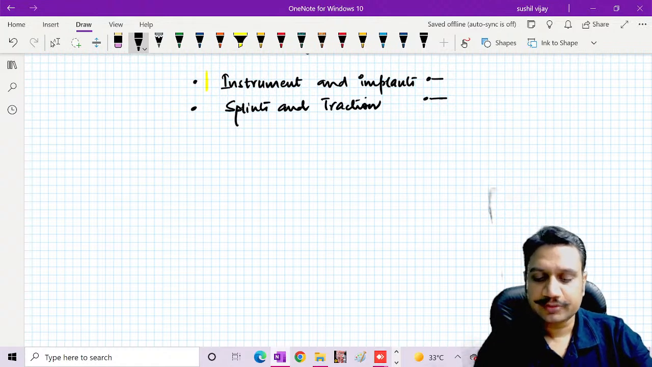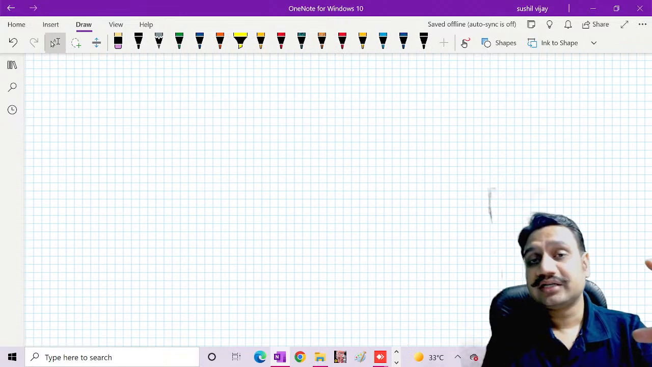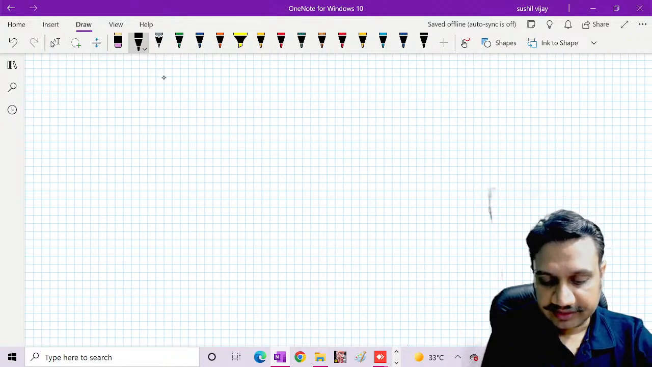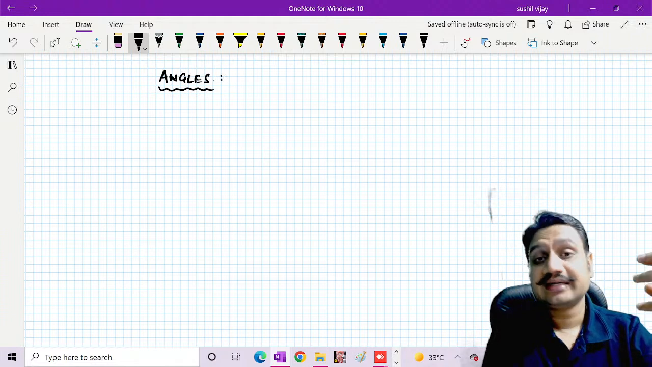So these instrument implant files I have already shared. Now talking about certain angles, what are the different angles that we talk about in orthopedics? Eponyms can be there, angles can be there in the INI exam. They can be exam questions for your NEET exam as well.